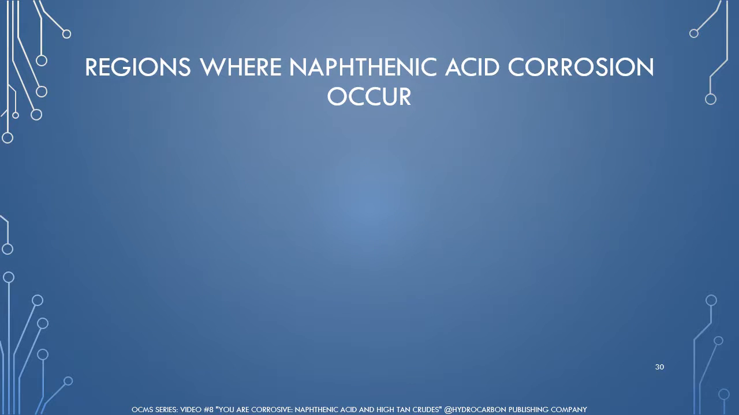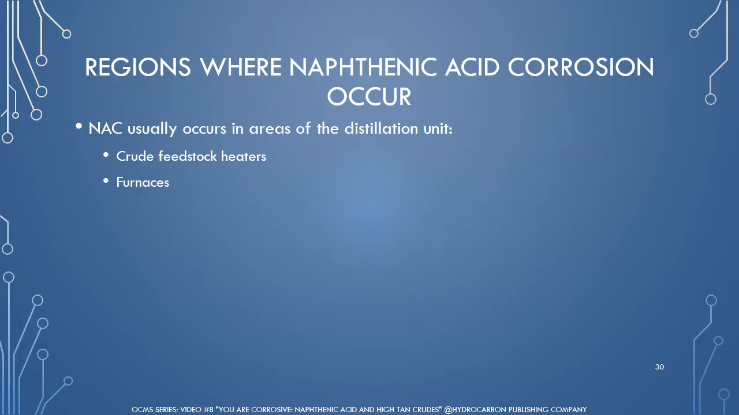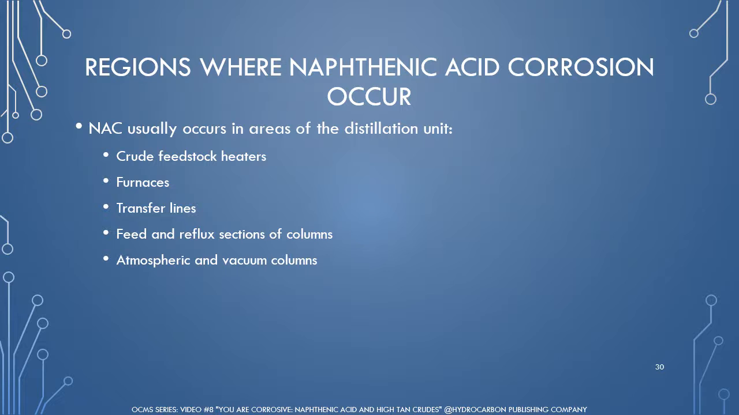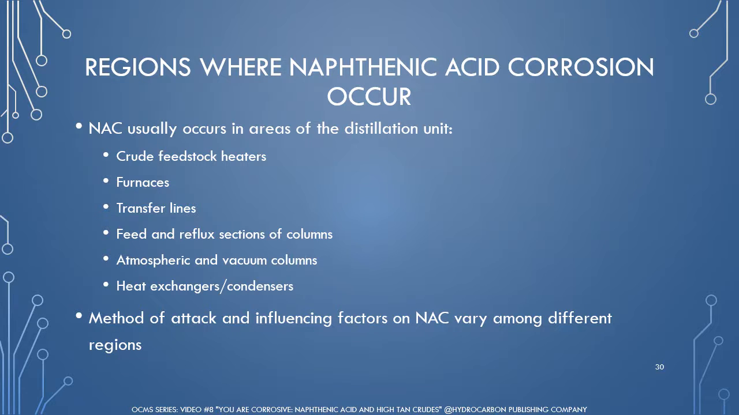NAC frequently occurs in areas of the distillation unit, which include crude feedstock heaters, furnaces, transfer lines, feed and reflux sections of columns, atmospheric and vacuum columns, and heat exchangers and condensers. The method of attack and influencing factors of NAC are different for each of these regions. For example, the velocity of the crude plays an important role in the amount of naphthenic acid corrosion occurring in the preheat furnace tubes, but has almost no effect on the rate of corrosion in the vacuum column. Downstream of the distillation units, naphthenic acid is generally not a problem, as the acids have mostly degraded.